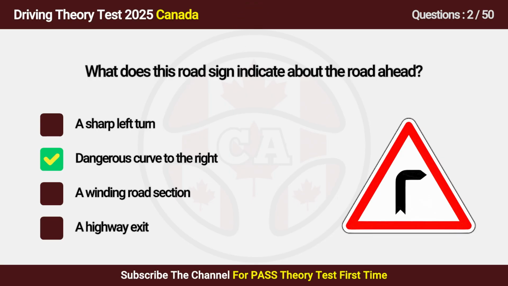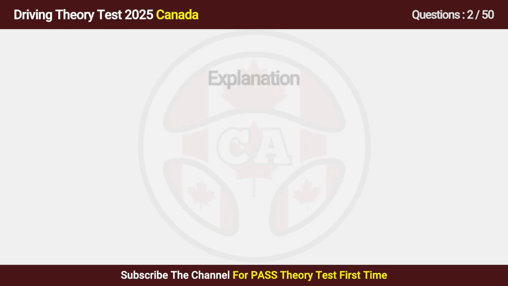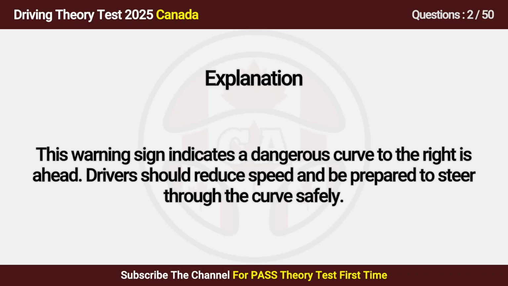Answer is B. Dangerous curve to the right. This warning sign indicates a dangerous curve to the right is ahead. Drivers should reduce speed and be prepared to steer through the curve safely.